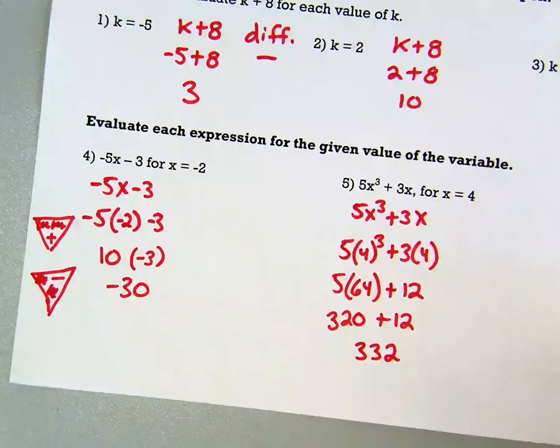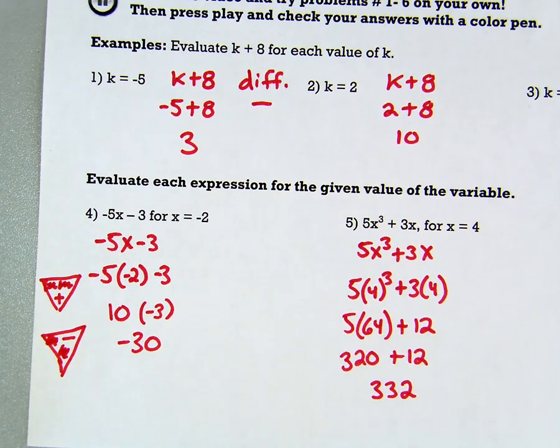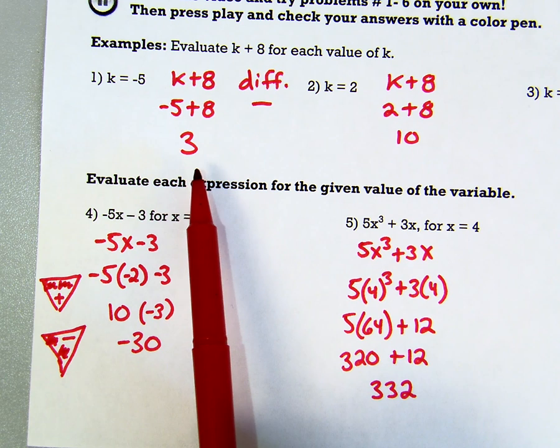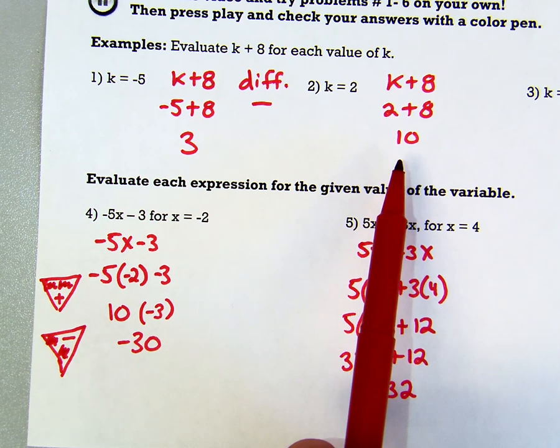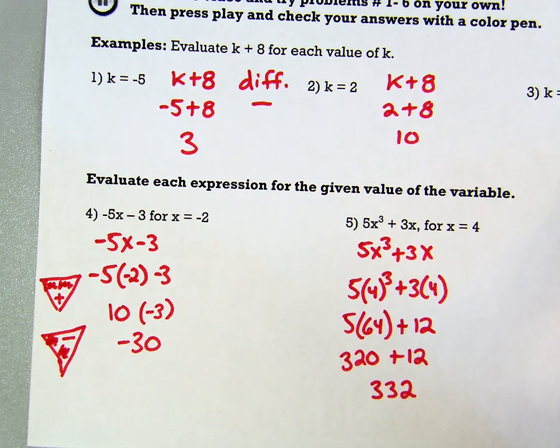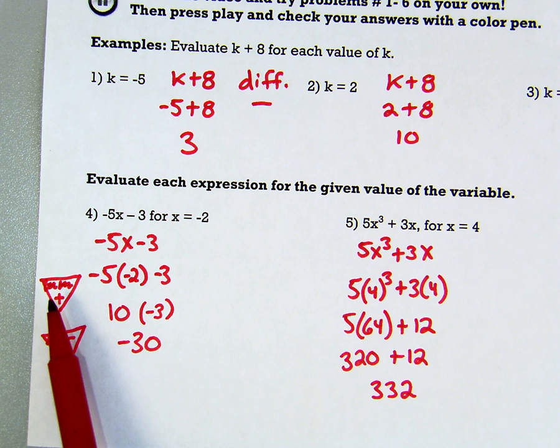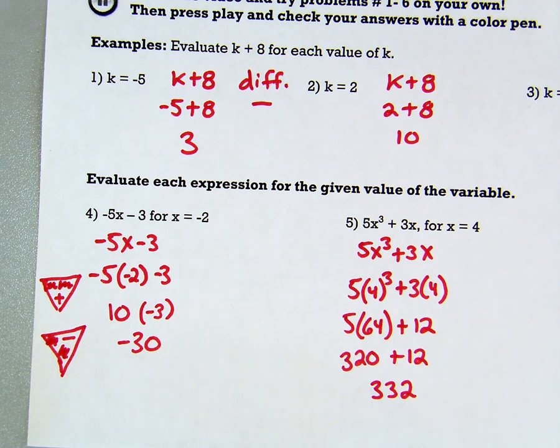Alright, let's see how we did here. Number 1, you should have got an answer of 3. Number 2 should have been 10. Number 3 should have been 0. Number 4 was -30. Make sure you go ahead and do your triangle with the positives and negatives so you make sure you include that correctly. And number 5, we got an answer of 332.